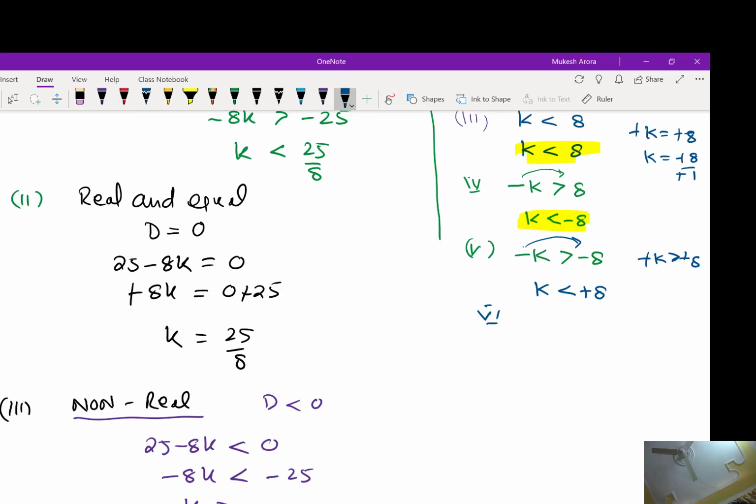Sixth, if minus k is less than 8, when it moves, its sign will be changed. Seventh, if 8k is less than 8, then again, when both the numbers are shifted to left hand side or right hand side, k comes here and this comes there, so it will be k is greater than 8. See from this only, when he says 8 is less than k, obviously it means k is greater than 8.